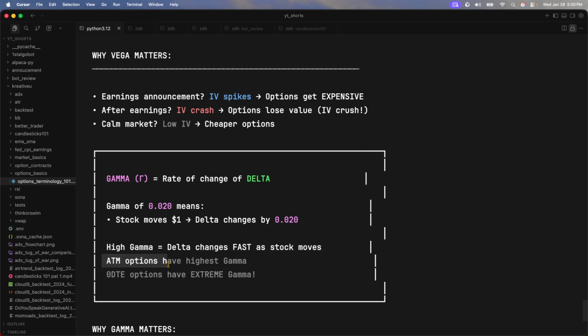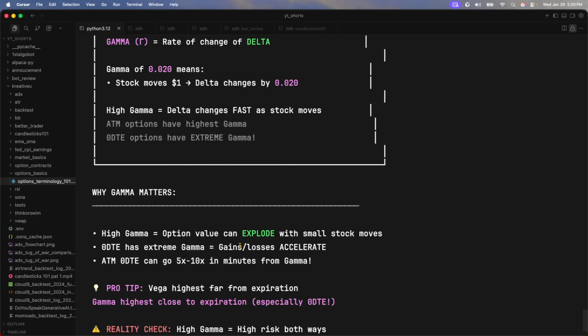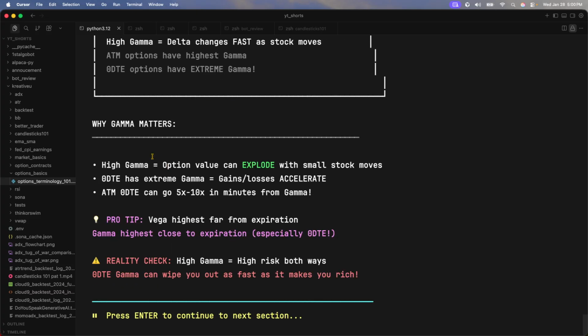ATM options have the highest gamma, but zero DTE have extreme gamma. Why gamma matters: high gamma equals option values can explode with little stock moves. Zero DTE have extreme gamma. That means you can gain or lose, and losses accelerate. ATM zero DTE can go 5 to 10x in minutes just from gamma.